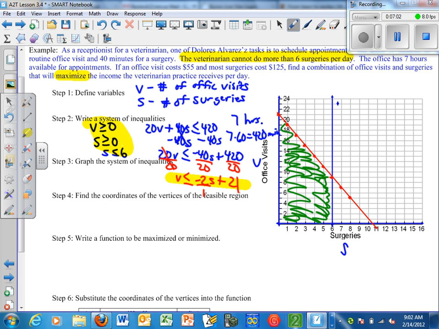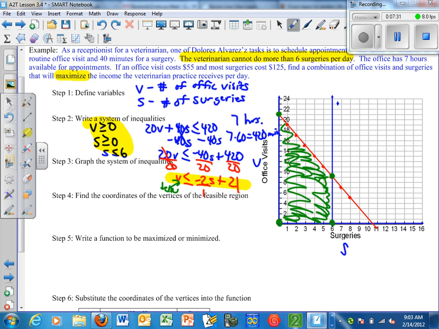Because we're greater than the two axes, that means to the right and above. We're to the left, can't have more than 6 surgeries, and then we're below that line, because this one right here means we shade below. It's away from V, and V is our y-axis, so we're shading below. So what we want to do is look at our vertices and find the coordinates of the vertices. So I want this point, this point, this point, and this point.